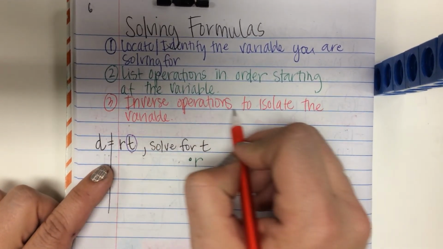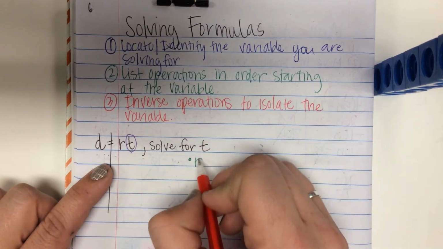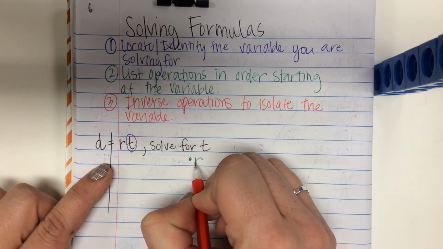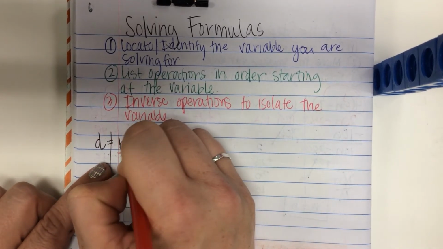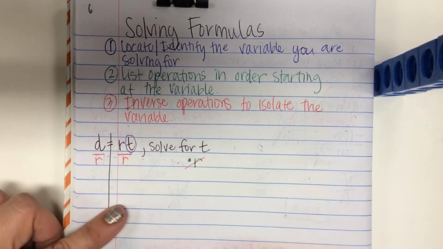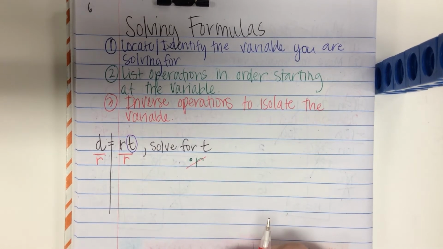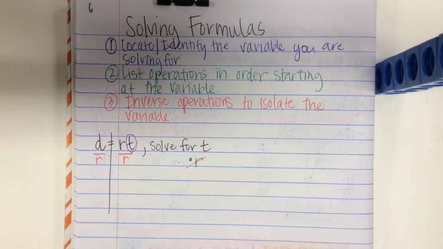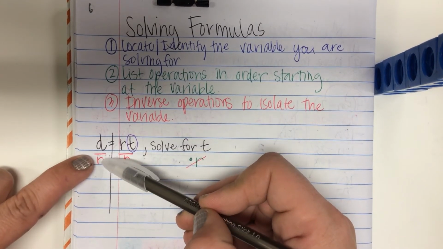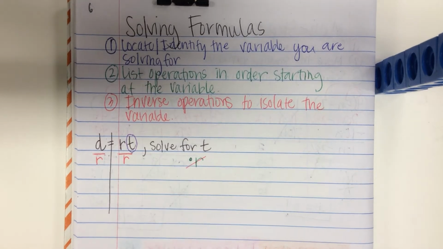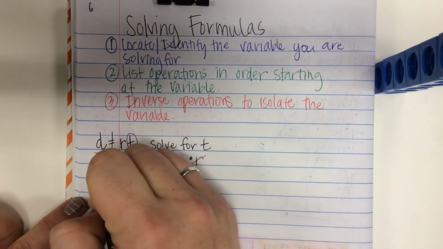Step 3, inverse operations to isolate the variable. So instead of multiplying by r, what's the inverse? Divide by r. And here's the part where you have to be okay with it, accept it, and move on. Ladies and gentlemen, we don't know what d divided by r is. I have no idea. Those are variables. So I'm going to leave it.